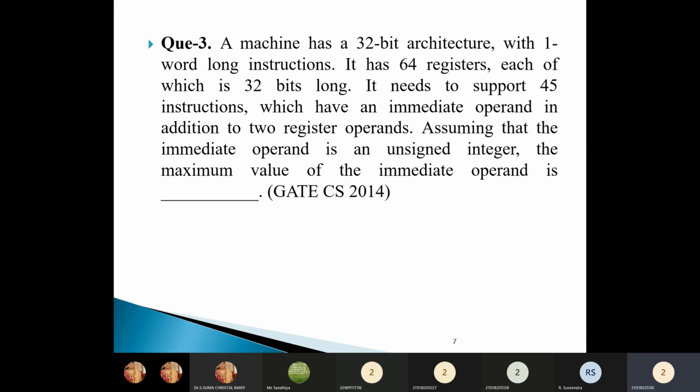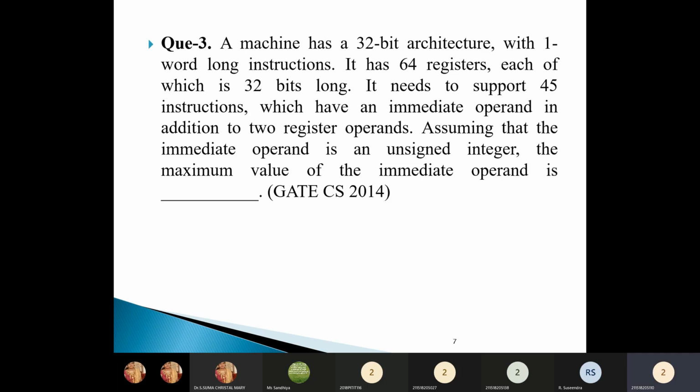So this question is from GATE CS 2014. I think we don't have options for this question also. It's okay, no problem. Let's solve the problem without options. This is the solution here.